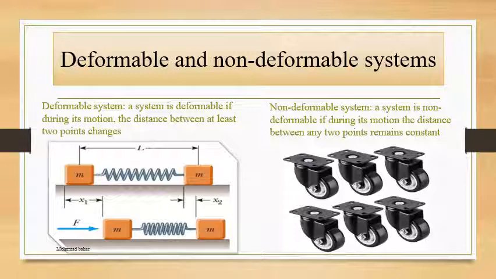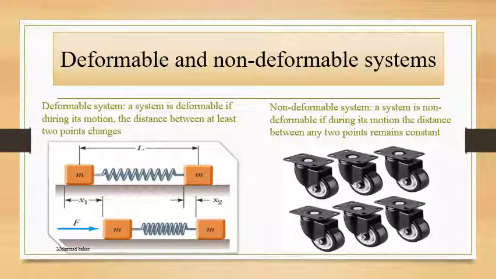For example, the figure we are looking at shows two pictures. The first one is a spring with two objects of masses m attached to its extremities. The second picture shows a force applied on one of these two objects. As a result, the spring is compressed and the distance between the two objects decreases. So the distance between those two points has changed, and this system is considered a deformable system.